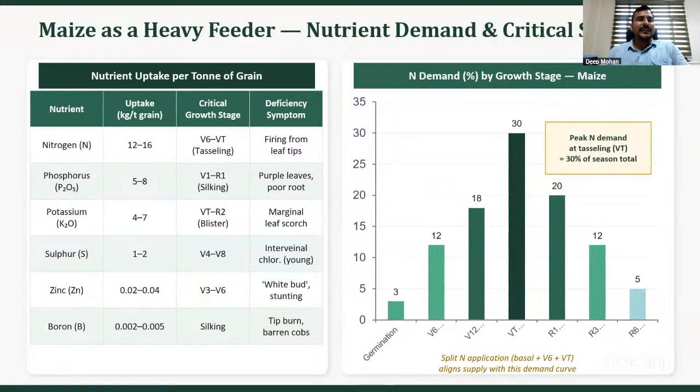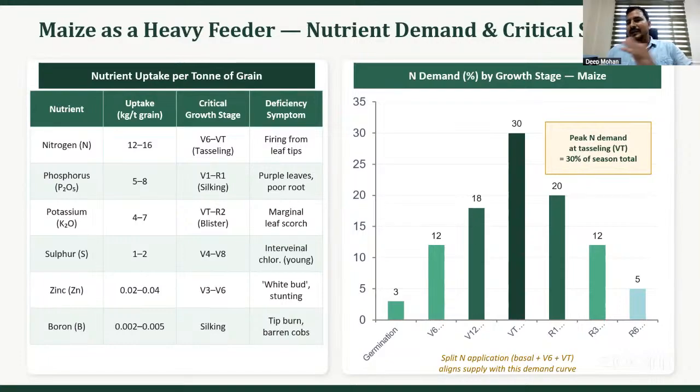When does the crop need these nutrients mentioned here? Look at this chart on the right side. At the tasseling stage, 30% of total seasonal nitrogen demand is required, 30% at just one stage. If nitrogen is not available at this stage, yield loss is definitely going to happen.